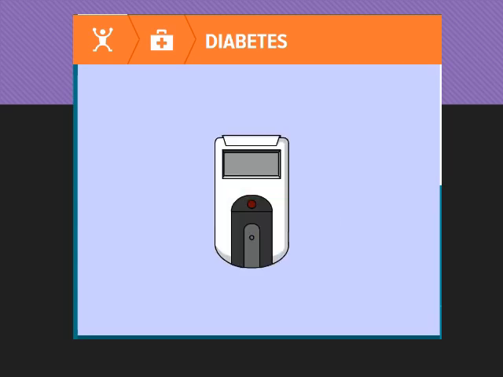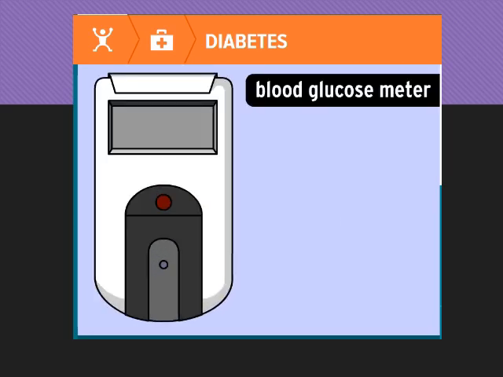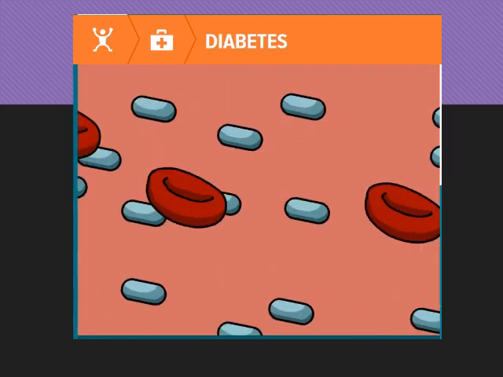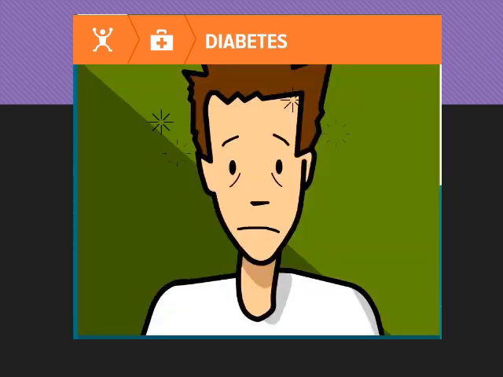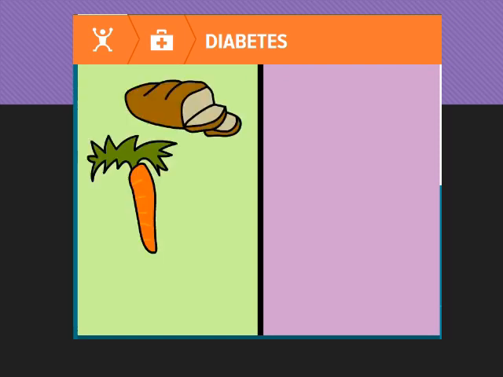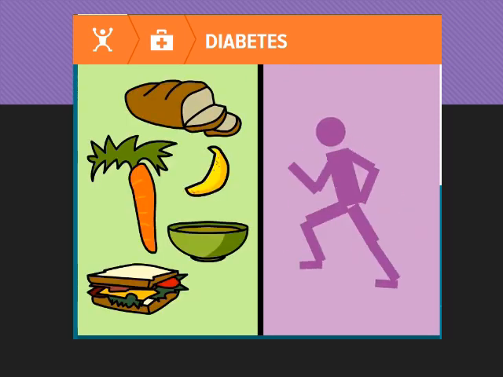Now there are all sorts of ways to test for excess sugar in the blood, like blood glucose meters. Lots of glucose in your blood means less sugar for your body's cells. High blood glucose can make you feel tired, dizzy, or even sick. If you have diabetes, the trick is to restore balance to your body. Your doctor will prescribe a system of healthy eating and exercise that's right for you.